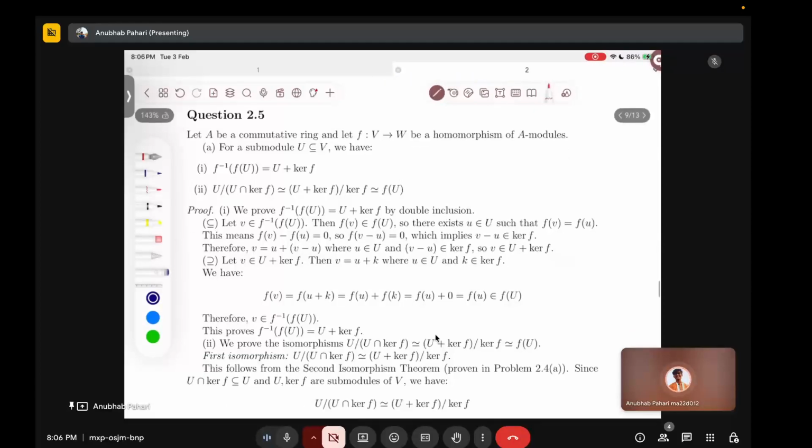Now for the other direction, let small v belong to capital U plus kernel of F, then small v equals u plus k, where small u belongs to capital U and small k belongs to the kernel of F.